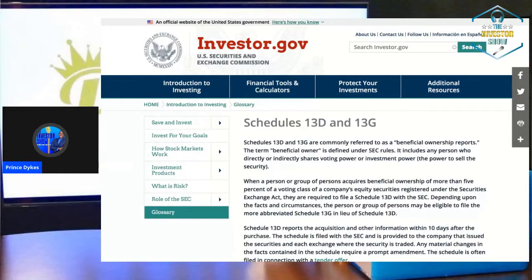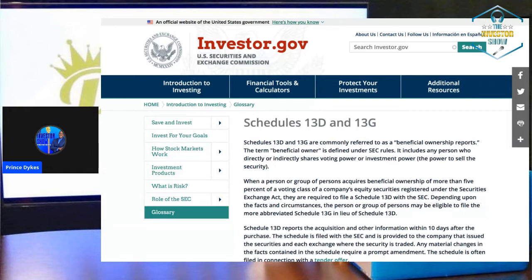So right here, I have put up investor.gov. We're looking at the 13D and the 13G. The schedules 13G and 13G, 13D as in Delta, 13G as in Golf, are commonly referred to as the beneficial owner's report. The term beneficial owner is defined under the SEC rules. It includes any person who directly or indirectly holds voting power or investment power, the power to sell securities.